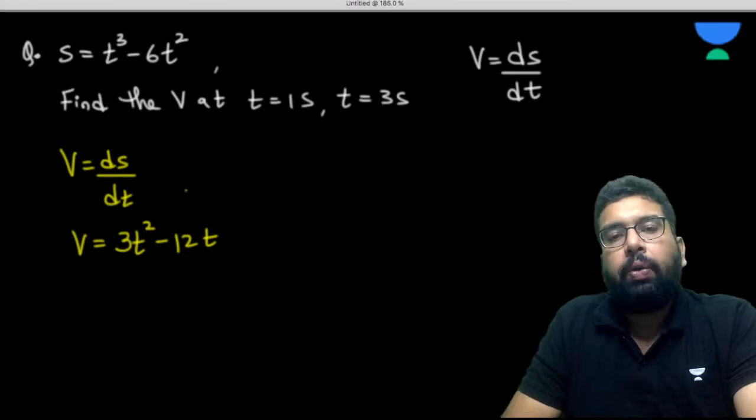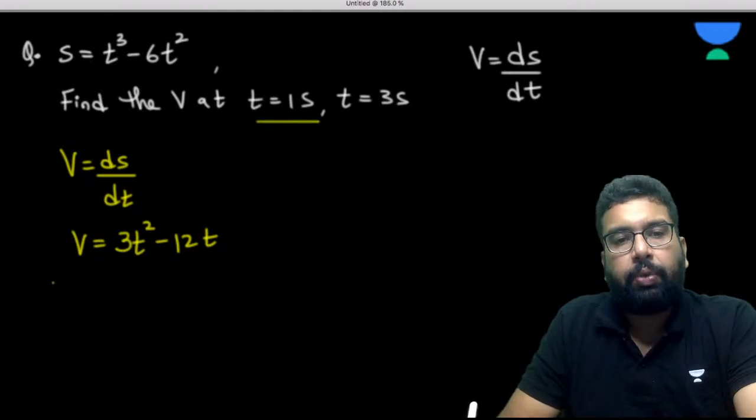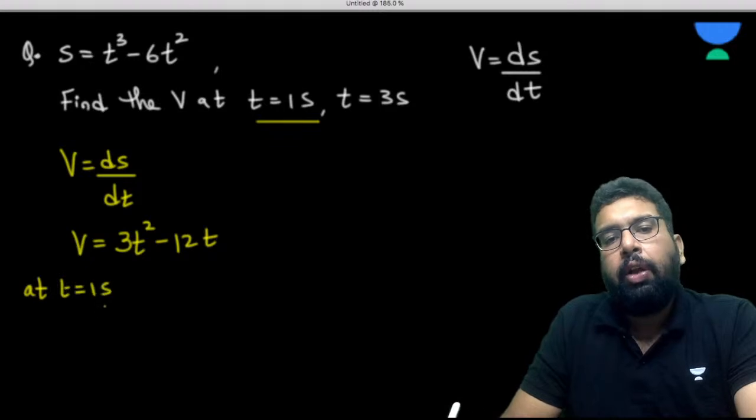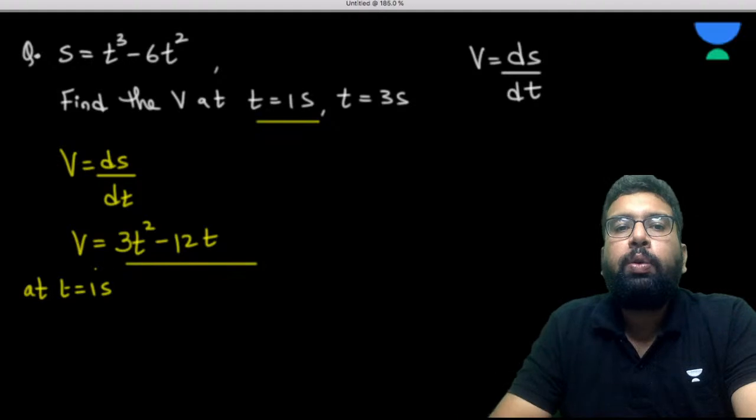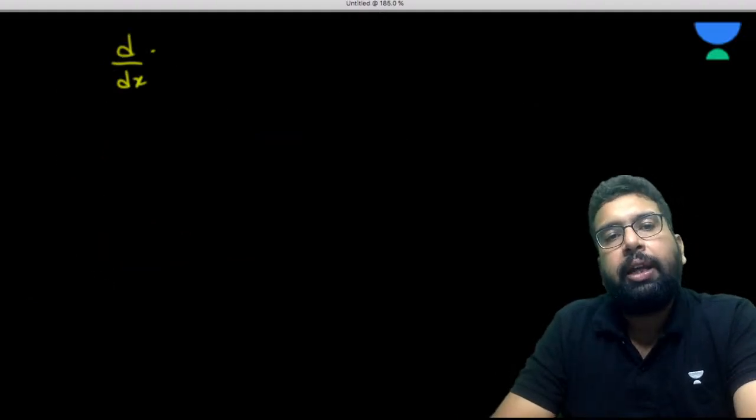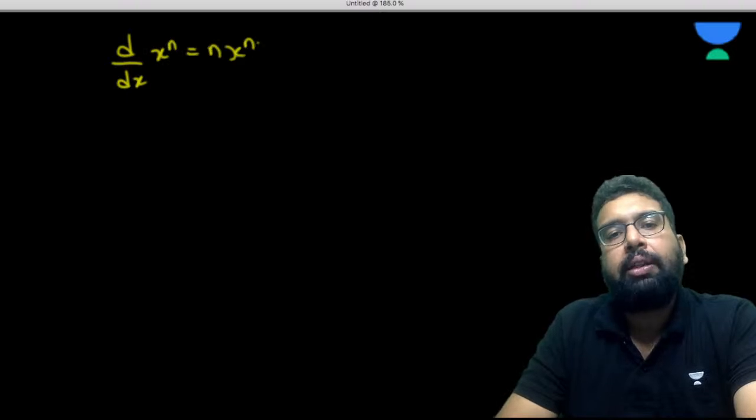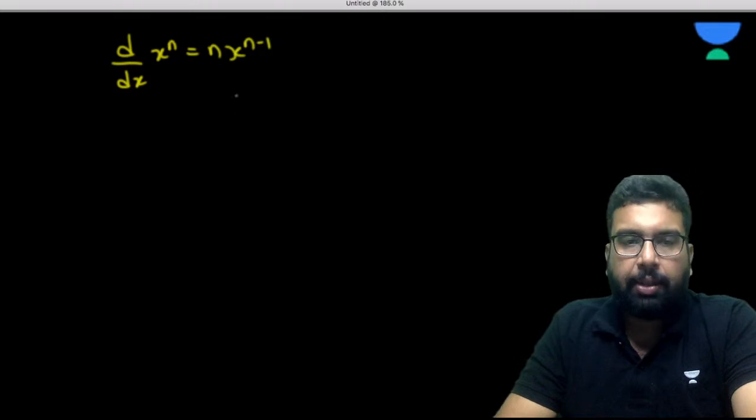Now we are asked to find the velocity at t equal to 1 second. From where did this come? Last session we saw the standard formula: d by dx of x to the power n is equal to n x to the power n minus 1. We are just applying this formula.